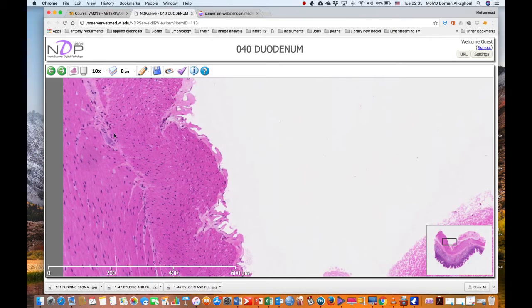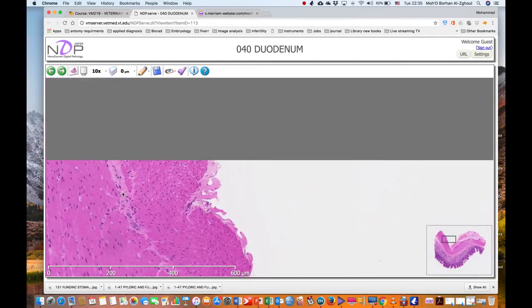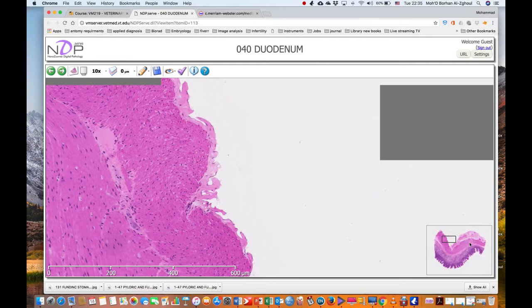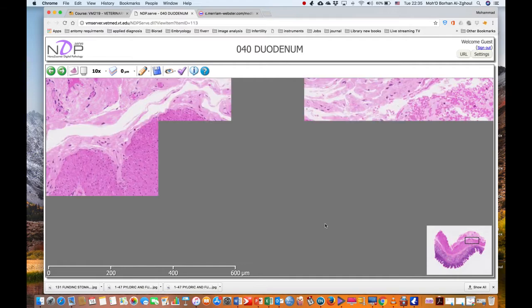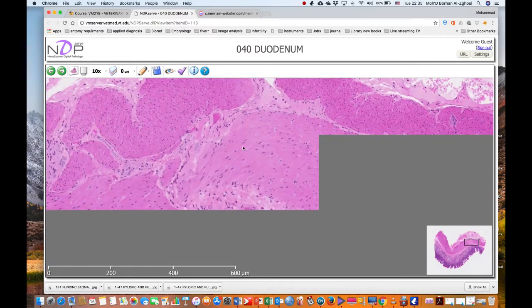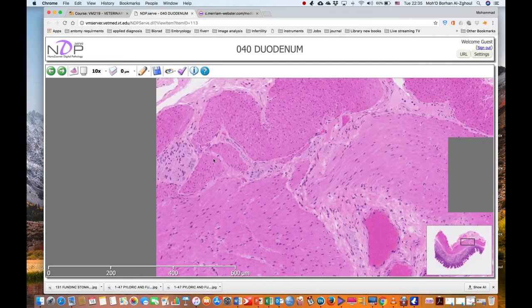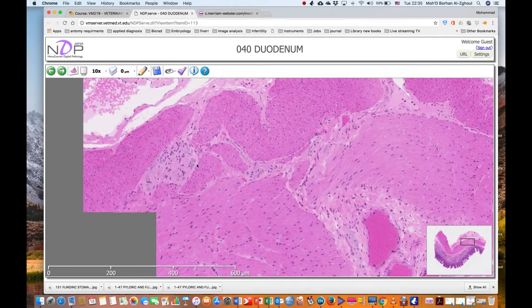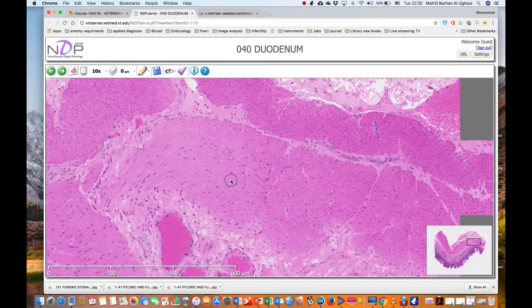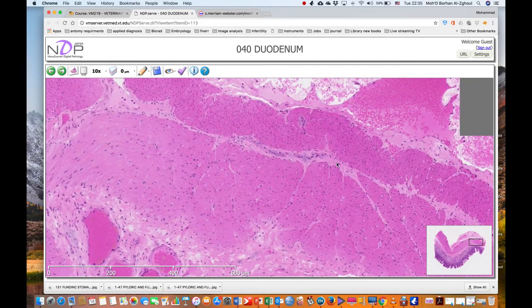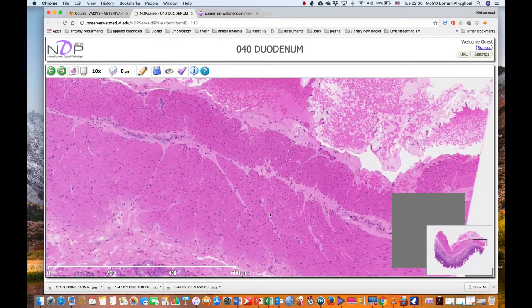As you can see here, we have the area of the myenteric plexus just between the two layers, the inner circular and the outer longitudinal. Again, these are the two layers. As you can see here, all of this structure here is part of the motor ganglia, which is responsible for the control of the contraction of these two layers.